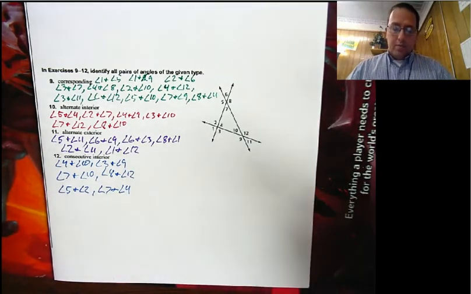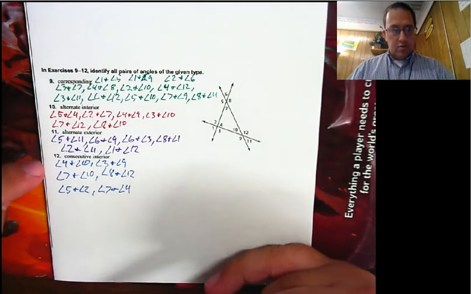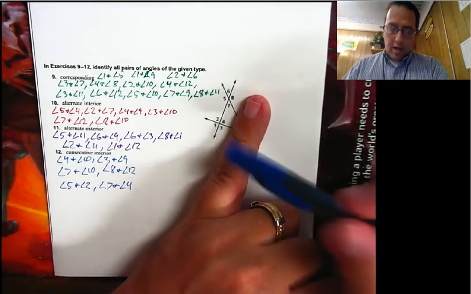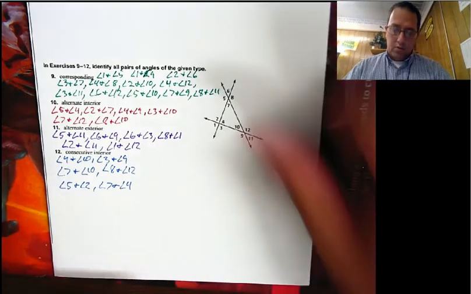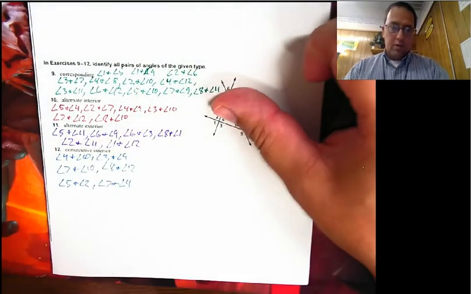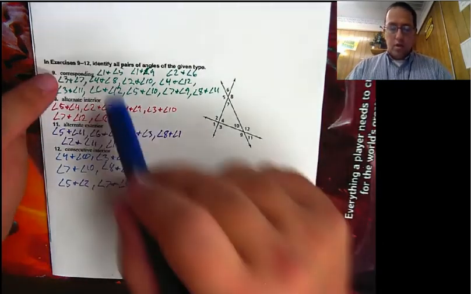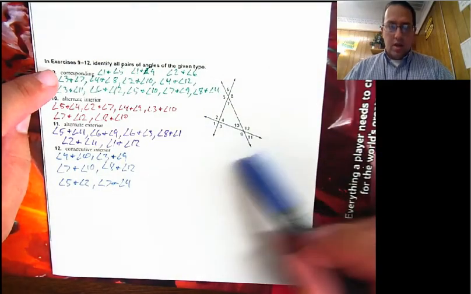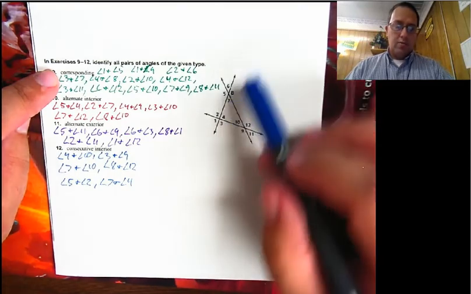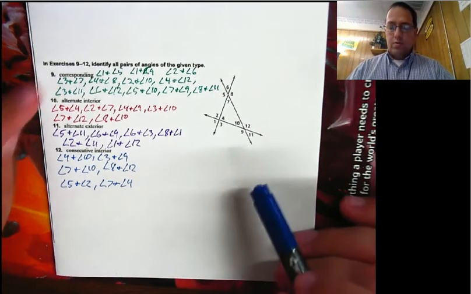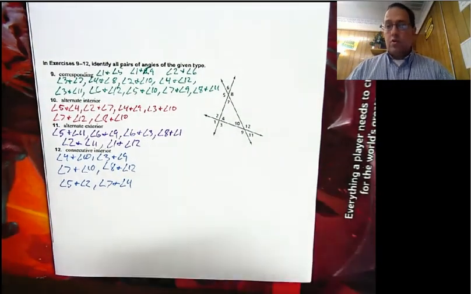All right. Very important. Notice on these last three, we have two pairs for each transversal, right? Two pairs for each transversal. Corresponding, they are all going to be corresponding. So you have 4 pairs of corresponding angles every time you have that transversal. The rest of them, you'll only have 2 pairs.